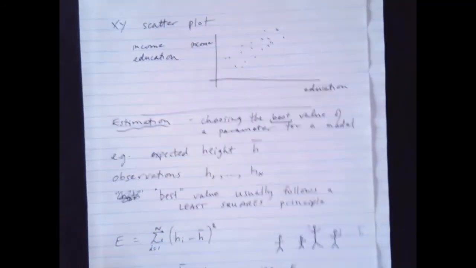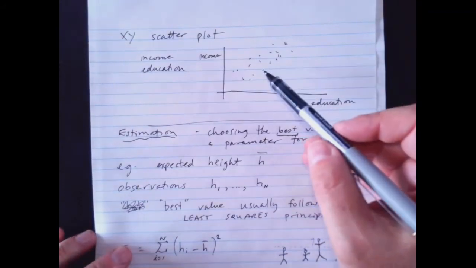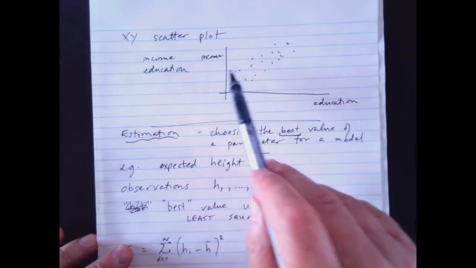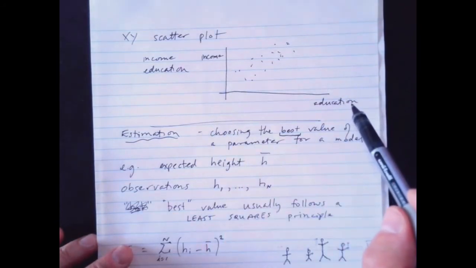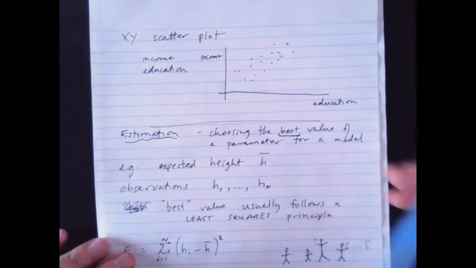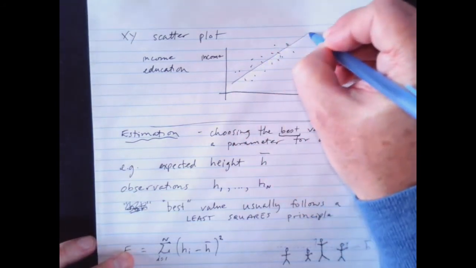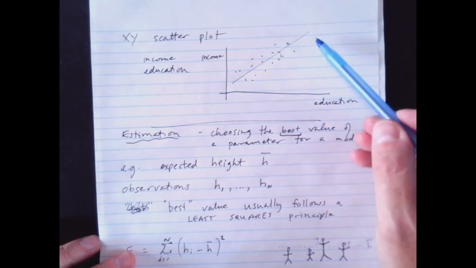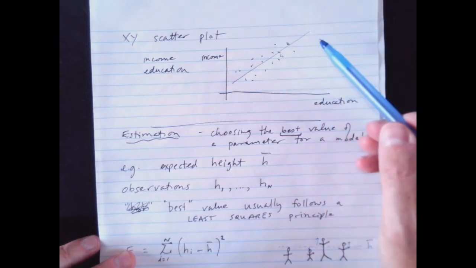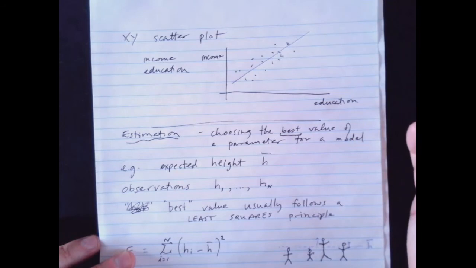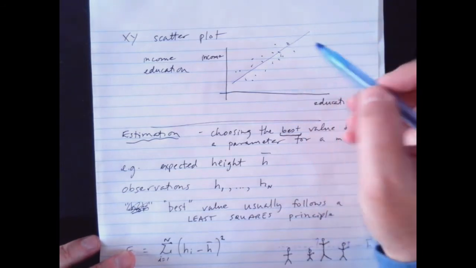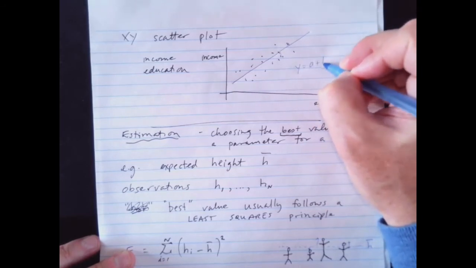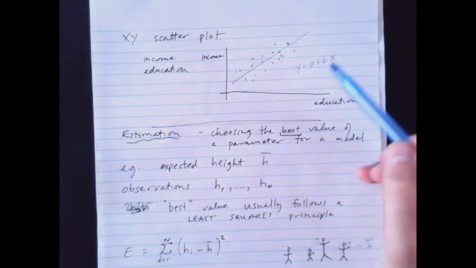Now up here I had a different type of data situation. I had income varying with education, and you look at that and you kind of think, this looks like we could draw a line through that data, and maybe there's a structural relationship where income is a function of education. It might be a linear function of education. Well then, if it's a linear function, y equals a plus bx is a linear function.